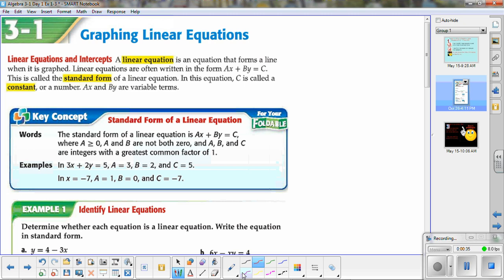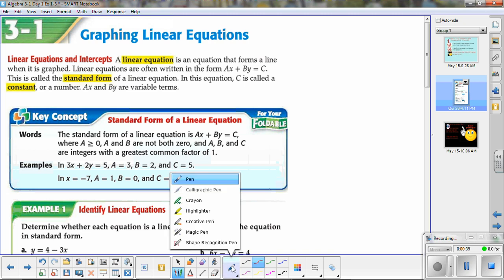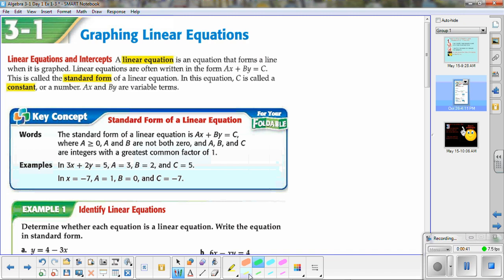There are a couple rules, though, that you have to remember about standard form. One of them is that a has to be greater than or equal to 0. So the number in front of x has to be positive or 0. And then a and b cannot both be 0 at the same time. And a, b, and c have to be integers with the greatest common factor of 1.